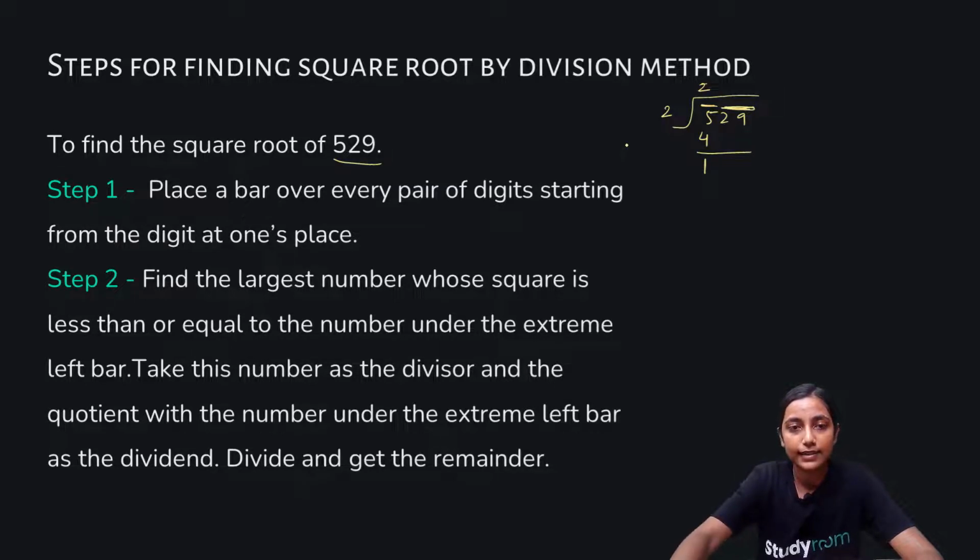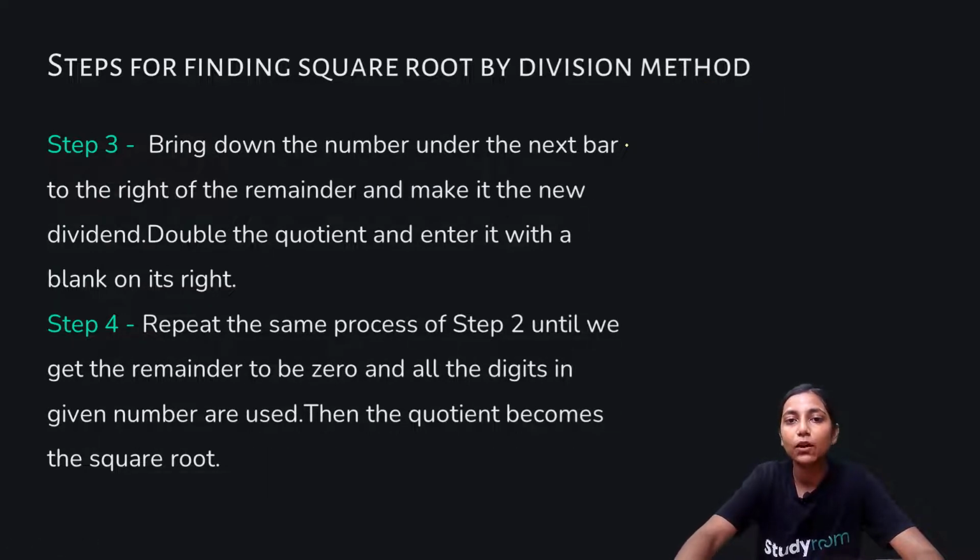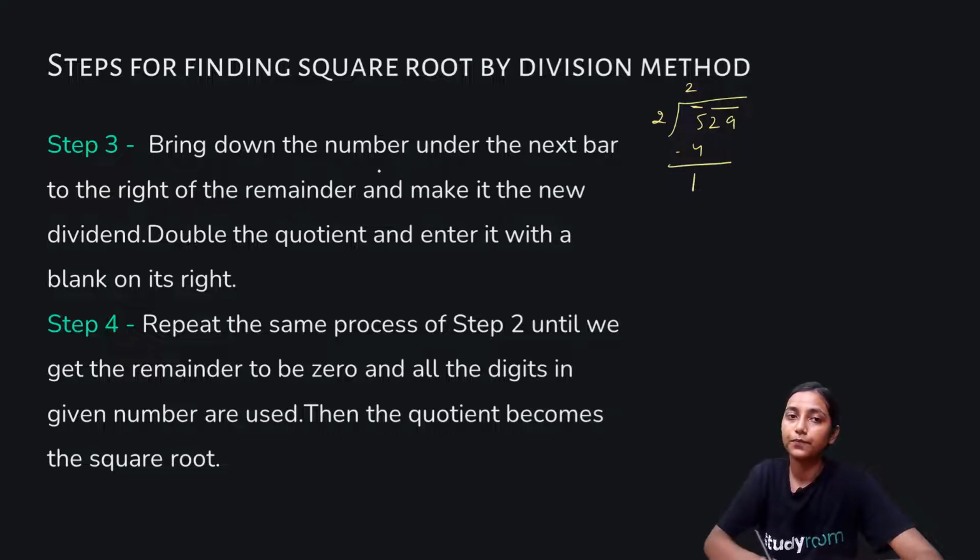What's our next step? Now the next step is to bring down the number under the next bar. I'll write again: it's 529, these were the pairs. Under the first bar we wrote 2 and 4, and when subtracted we got 1. Now bring down the number under the next bar, that is 29. We bring this whole number, 29, here and make it the new dividend. So the new dividend is 129 now.